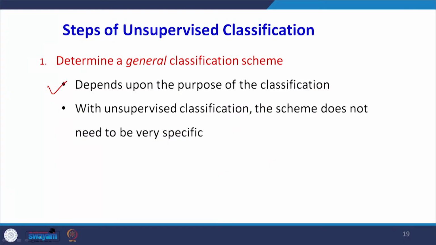If we look at the steps one by one, first, determine a general classification scheme. It will depend upon the purpose of the classification. What is the objective, what is the application of the classification? We cannot simply decide that we want 20 classes from this particular scene, or only 5 classes. It depends ultimately on the purpose for which we want to determine the classes and at what level we should go. Accordingly, we decide how many classes there will be. With unsupervised classification, the scheme does not need to be very specific, because if you give 10 clusters in the beginning and you want only 6 information classes at the end, you can merge them together. You have the option and the flexibility of doing that.